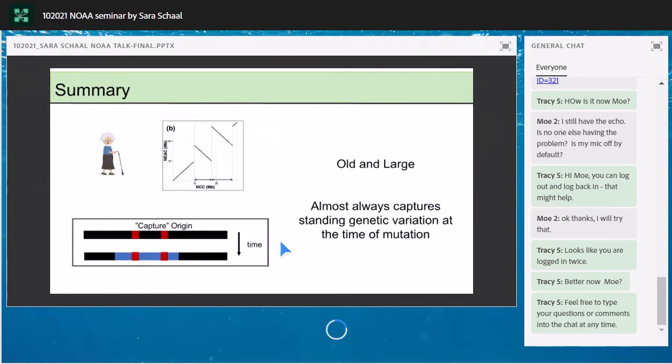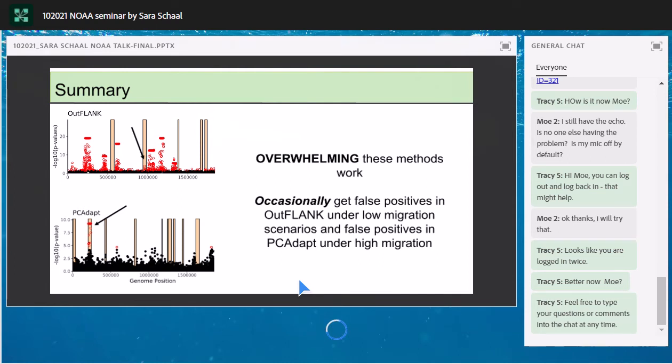And compared to empirical studies, we have corroborated the studies that show that inversions are old and large. So all of the adaptive inversions in my simulation tended to be very old, and they typically were larger in size compared to our null expectations. And interestingly, they almost always capture standing genetic variation at the time of mutation. So that's the capture origin of the inversion. And like I said previously, overwhelmingly, these outlier methods seem to work at differentiating between inversions that are adaptive and inversions that are non-adaptive. We occasionally get a few false positives under a couple of scenarios, but we think that those are fairly minor.